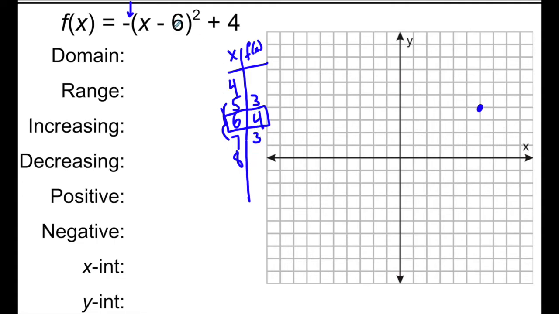8, I subtract 6, I get 2. I square it, I get 4. This makes it a negative 4. I add and I get 0.